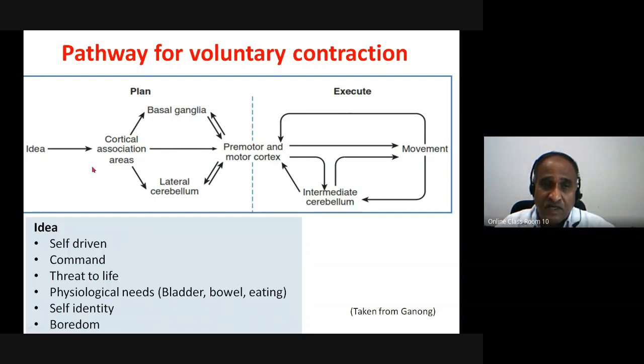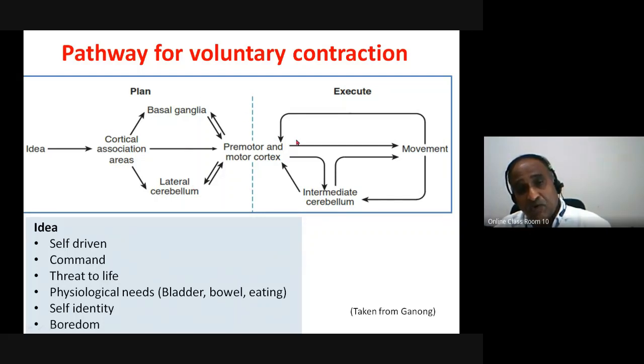So that means the motor association area sends impulses to the basal ganglia, which come to the premotor and motor cortex. They give the planning and programming. Then the lateral cerebellum also adds to the planning and programming, and gives it to the premotor cortex. Especially the lateral part of the cerebellum is connected with the cerebrum. So with these two inputs, the premotor and motor cortex now has the idea translated into an already planned and programmed action.